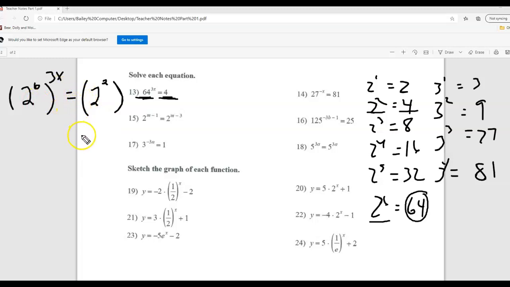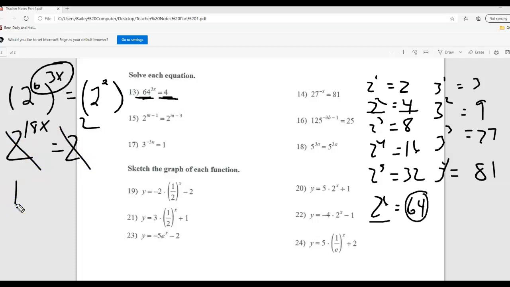There it is. Anyway, the next thing you're going to do is put these exponents together, and the way you do that is by multiplying. So that's going to actually end up being 18x now. And now that we have 2 to the 18x power equal to 2 to the second power, we can just ignore the bases and say, okay, well, if those two sides are equal, that means that 18x must equal 2. This must equal this. And then you just solve by dividing.